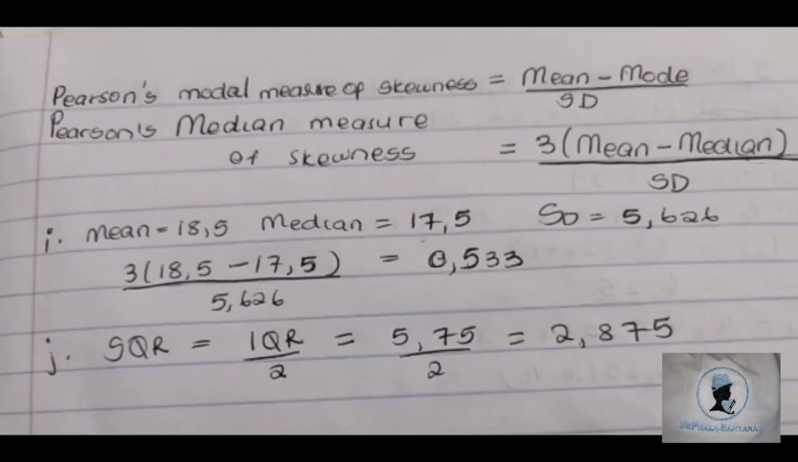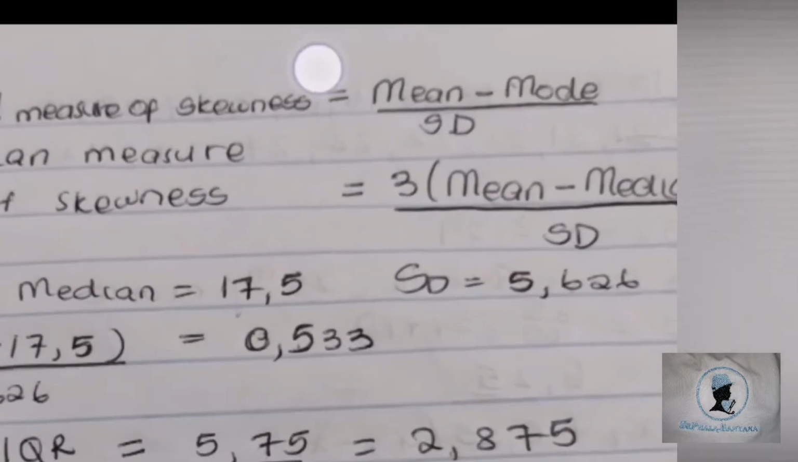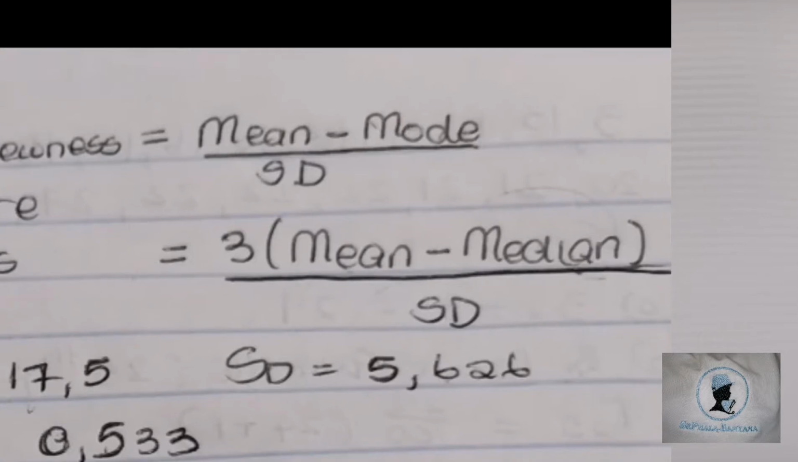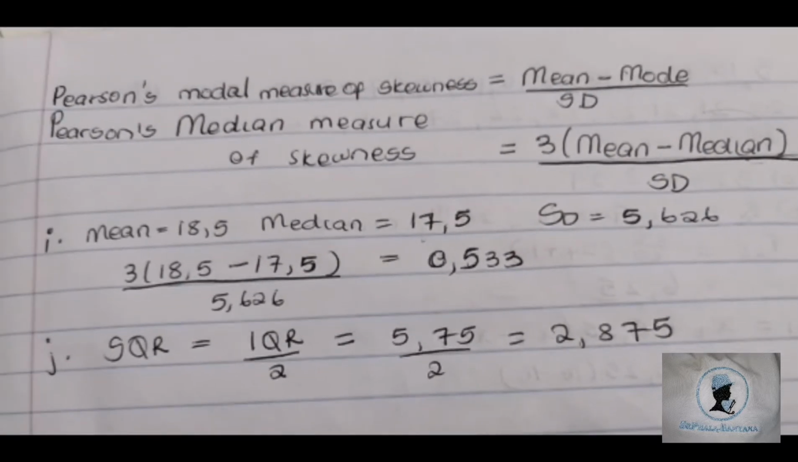Here I've got two formulas for the Pearson's modal measure of skewness and the Pearson's median measure of skewness. I believe that these two formulas can be obtained from your lecture slides, and you can use them. And then the last question wanted you to find the semi-quartile range, and your semi-quartile range is your IQR divided by 2.